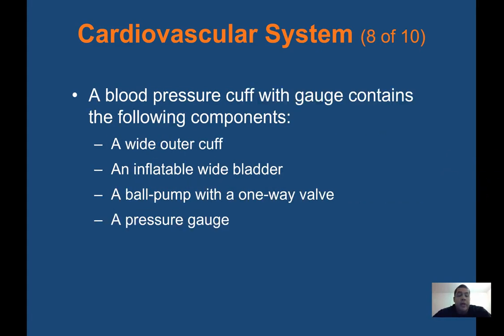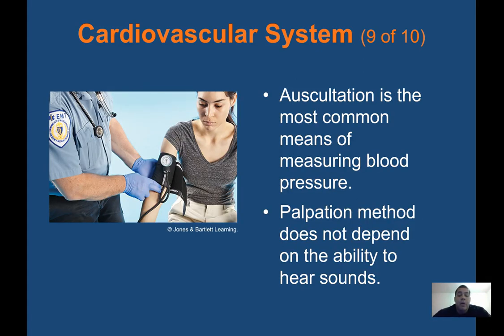A blood pressure cuff with a gauge contains the following components: a wide outer cuff, an inflatable wide bladder, a ball pump with a one-way valve, and a pressure gauge. So auscultation is the most common means of measuring blood pressure. Auscultation means listening. So you're going to have the stethoscope actually where this patient's hand or fingers are.